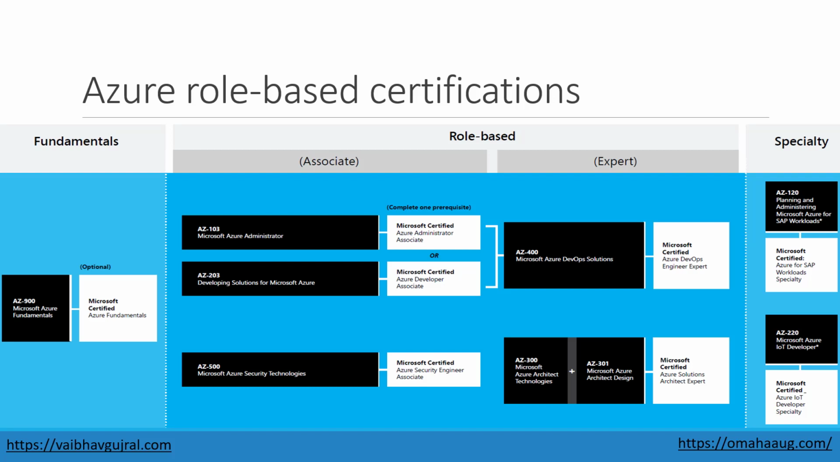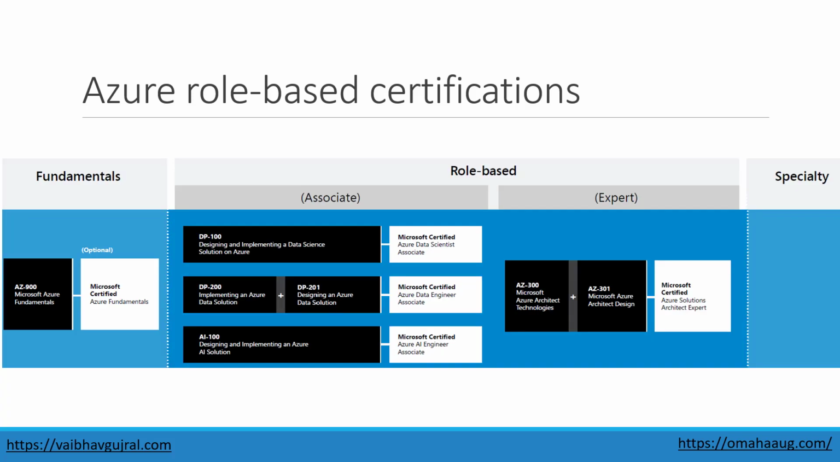Under Associate, they have Azure Administrator Associate, Azure Developer Associate, Azure Security Engineer Associate, whereas under Expert, they have Azure DevOps Engineer Expert and Azure Solution Architect Expert. On the very right hand, you can see the Specialty certifications for IoT developers and Azure for SAP Workload Specialty. For the data engineers and data architects, at the associate level, the certification is Azure Data Scientist Associate, Azure Data Engineer Associate, and Azure AI Engineer Associate.